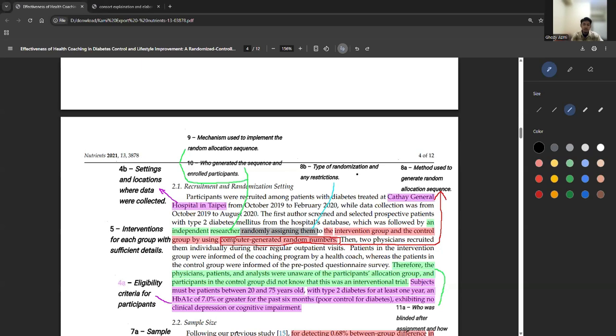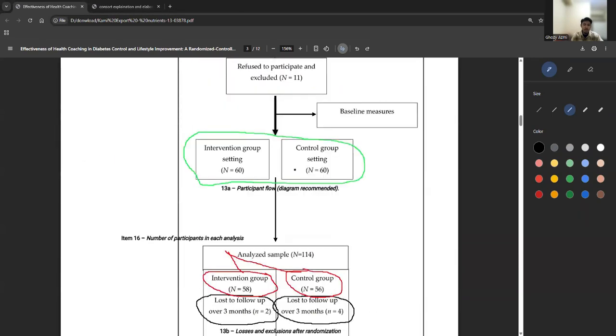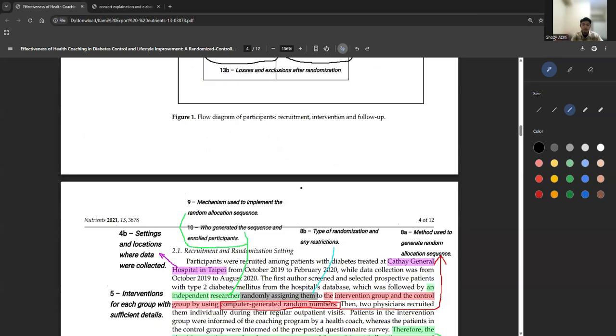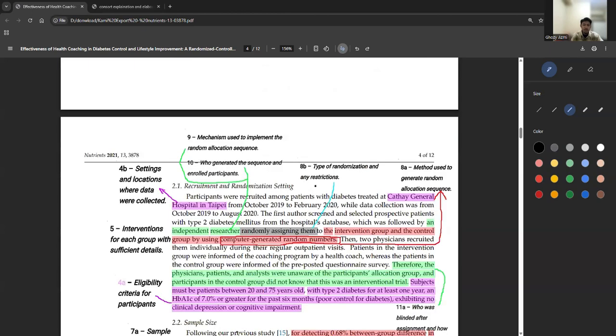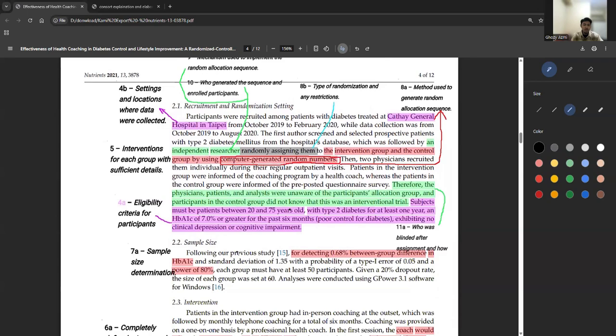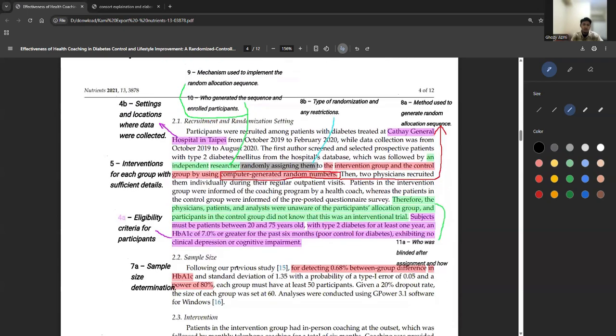This article randomizes by randomly assigning participants. We don't know what is in the intervention group or the control group, and this article does not have any restriction in the study. And then we move to 10C.